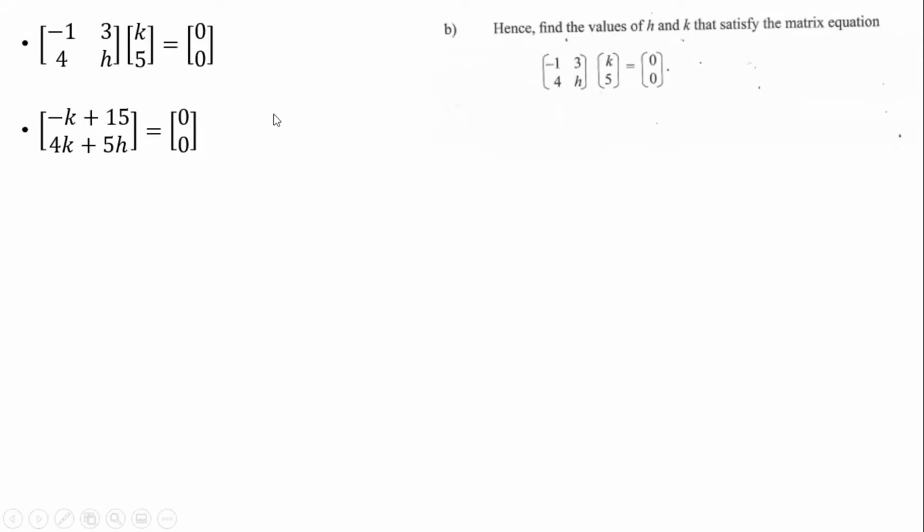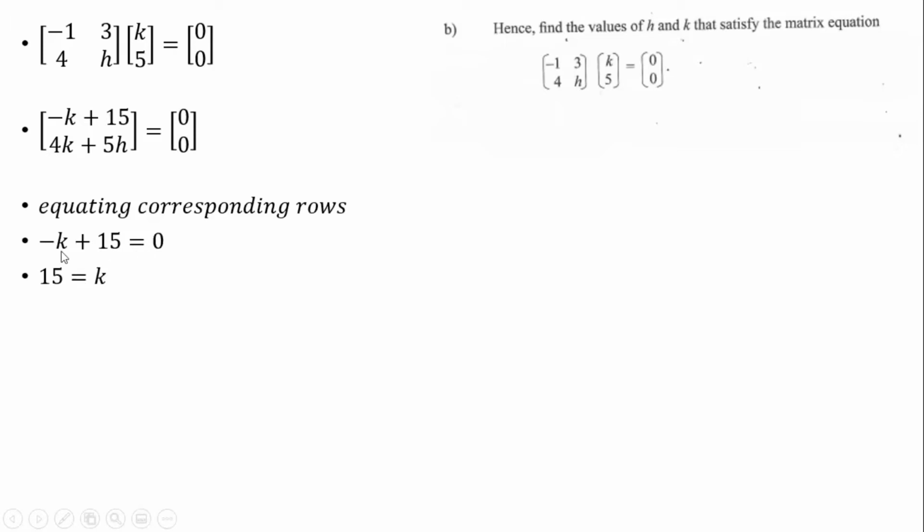With that now equating to 0, we can break it apart to solve for the different unknown variables. First, we're going to start by equating the corresponding rows and solve for k. So what we have is -k plus 15 is equal to 0, and therefore the k is negative here. We move it across the equal sign and it becomes a positive k. So we have k is equal to 15. We're basically adding k to both sides of the equation, and we get k is equal to 15.